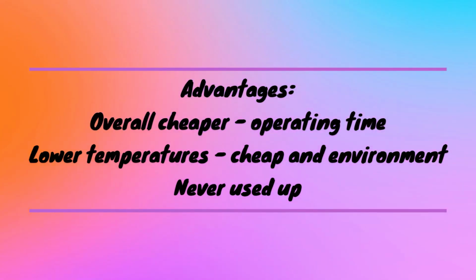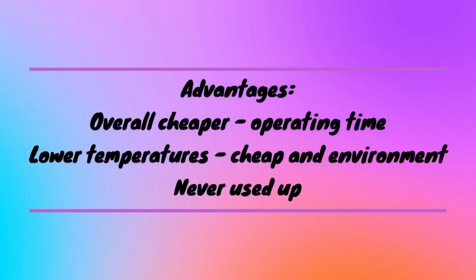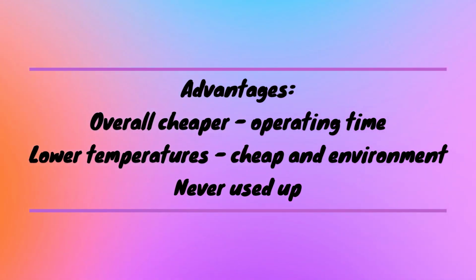And then we can look at the advantages and disadvantages of catalysts. Now, the advantages. Well, catalysts can save money. They decrease operating time to produce the same amount of a substance. They also allow reactions to take place at lower temperatures, and this can save money on energy bills, but also less fossil fuels need to be combusted, so that can reduce the impact of climate change, but also we can conserve fossil fuels, and also catalysts are never used up.